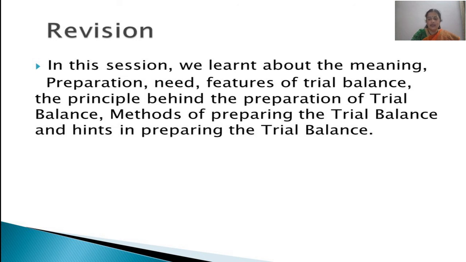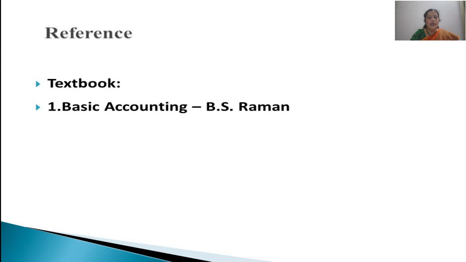So in case you want to have further knowledge on this, you can refer to the book Basic Accounting by B.S. Raman. This session is also prepared based upon the material available in this book, and you can refer to it for further reading on this topic. Thank you.